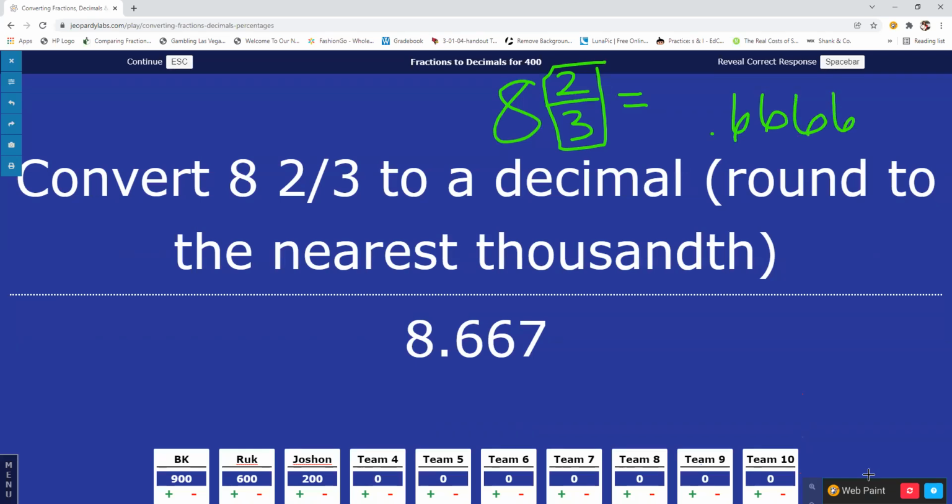It's going to keep going on and on and on. All right, and then we're going to bring our 8 over. All right, but the question says you got to round to the nearest thousand. So I know the thousandth is going to be the third number from the decimal. So I assess the value to the right of it. So because that is a 6, the 6 in front of it will increase by 1 to a 7. So that's how we got 8.667.